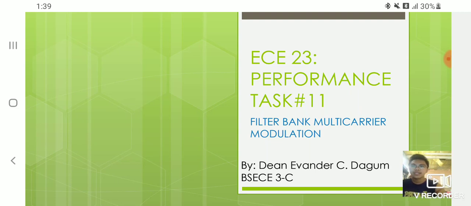Good day everyone, this is ECA23 Task Performance Task 11, which is the filter bank multi-carrier modulation. In this topic, it will cover the definition of the FBMC and the pros and cons, its history, the comparison, the types of FBMC, the application of FBMC, and the summary of the FBMC.